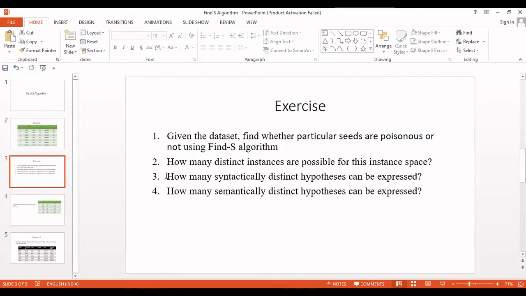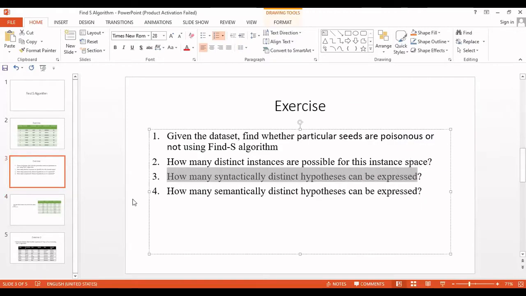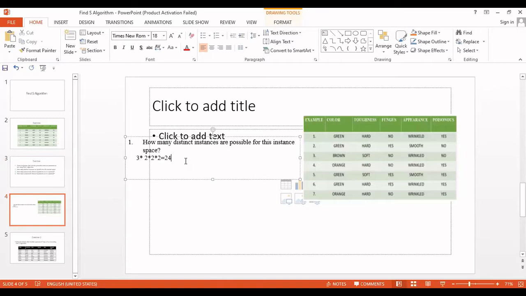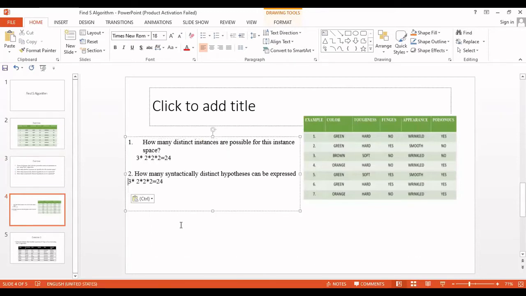And the second question is: how many syntactically correct hypotheses can you express? So how to write the syntactically correct hypothesis? For every attribute, you will add 2 values, one for question mark and another for null. The answer will be, instead of 3, you will have 5. 5 multiplied by 4 multiplied by 4 multiplied by 4, that is 320. This is the answer for the second one.